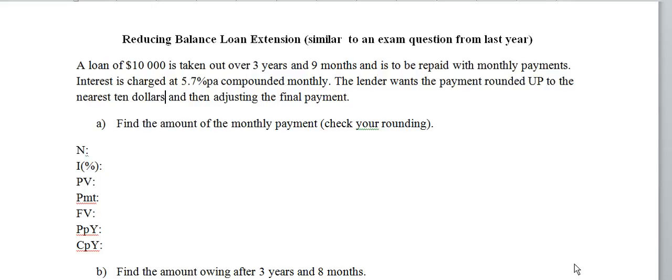Alright, so we're going to take a look at a little bit of a more challenging question. So this is a reducing balance loan extension question. There was a very similar question on the exam last year, which we'll also have a look at in another video.